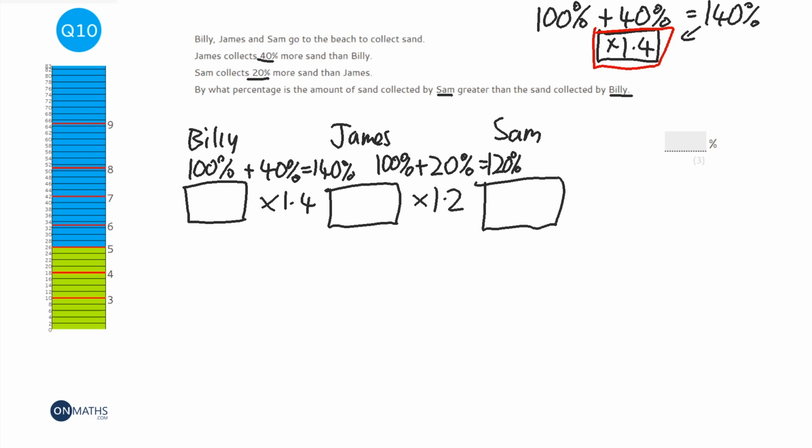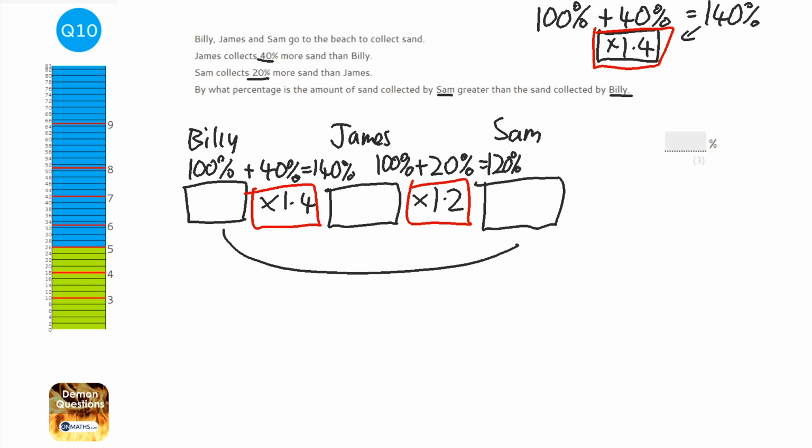Now the problem is we don't know what the amount is, but we do know what we're going to do to it. We're going to times 1.4, then times 1.2. So if we get our calculator, or if it's a non-calculator paper, then you have to do this the long way. And I type in 1.4 times 1.2. And that will tell me in total what I'm timesing Billy's by to get straight to Sam's. Like so. The answer to that is 1.68.